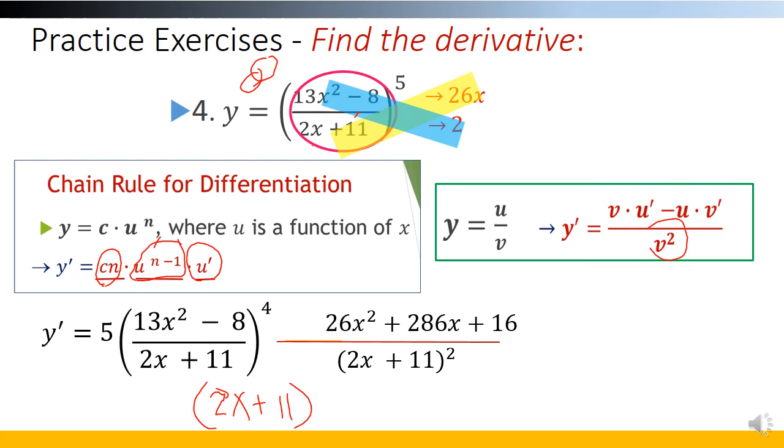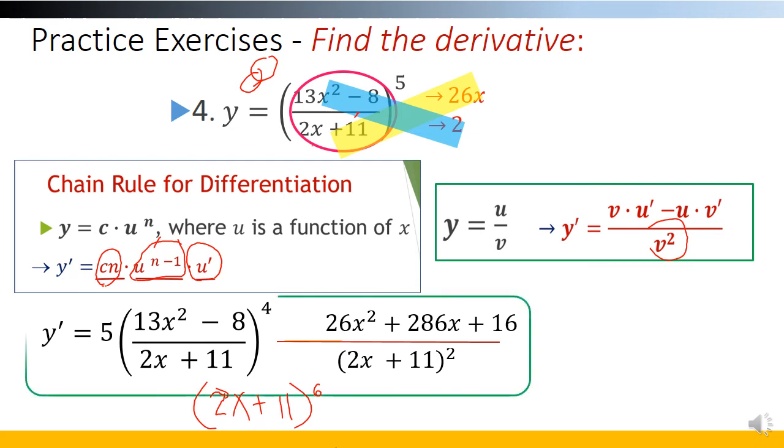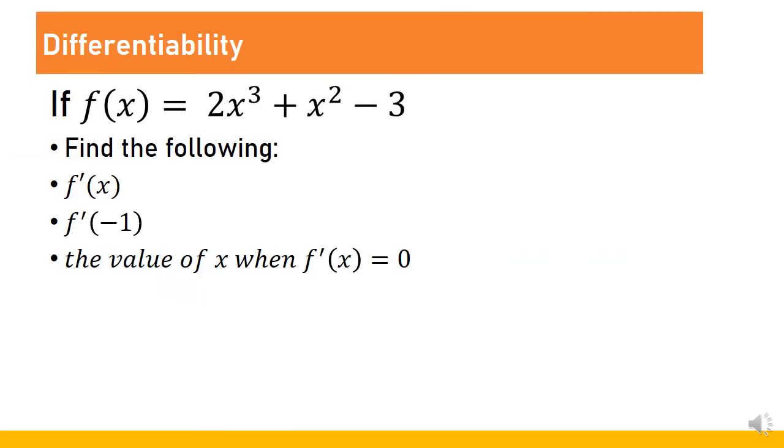Tapos meron kang 2 doon. 4 plus 2 is 6. We can actually make our denominator as this one. Okay, but nonetheless, we can leave our answer like this. So, there you go. Ating example.